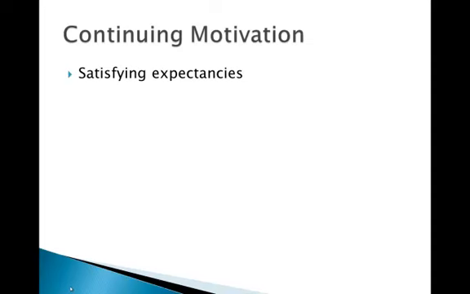How do we continue motivation? Well, there's a couple of ways. One is through satisfying expectancies. This means, and there are two different types of expectancies, outcome expectancy and efficacy expectancy or expectation. And if I have an expectancy or an expectation of success, and there's something that I want to do and I believe I can do this, then I'm going to be more motivated.